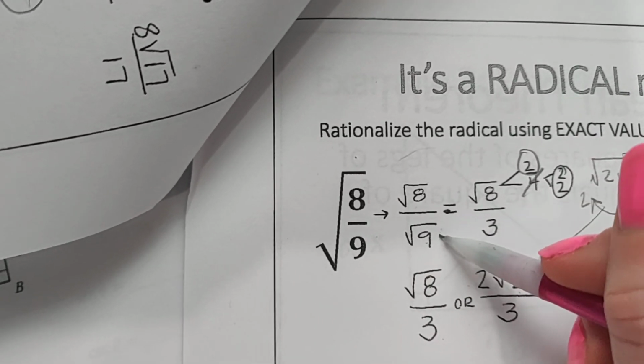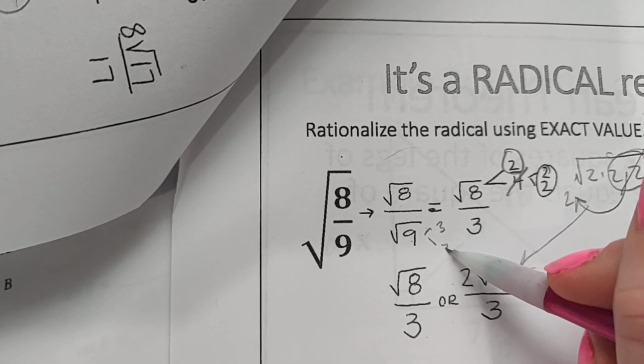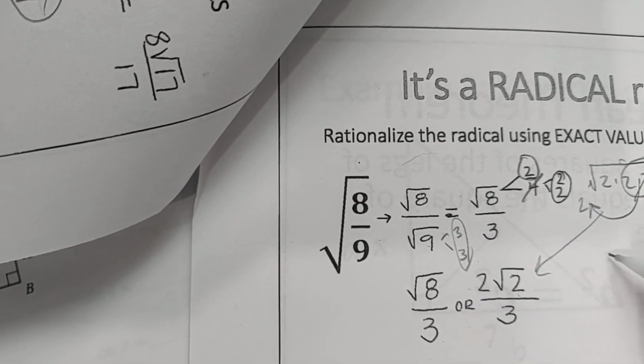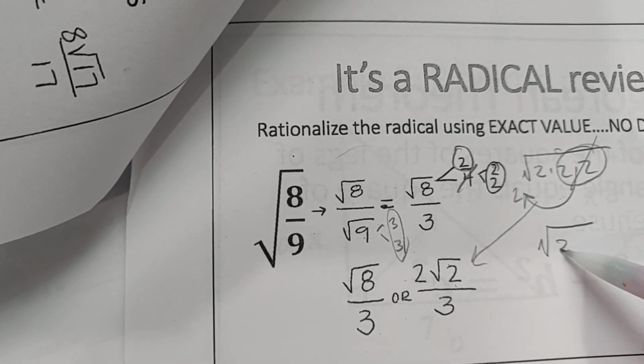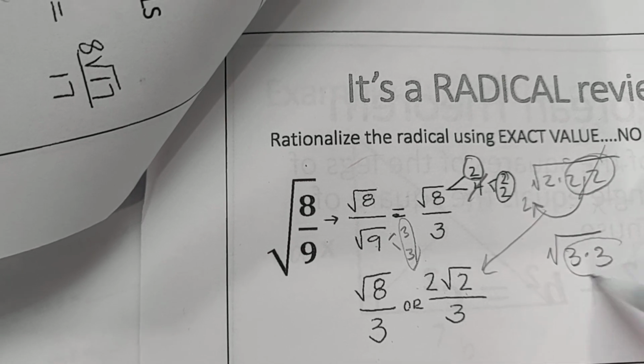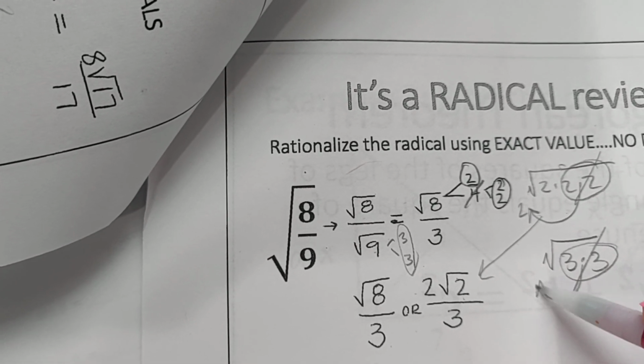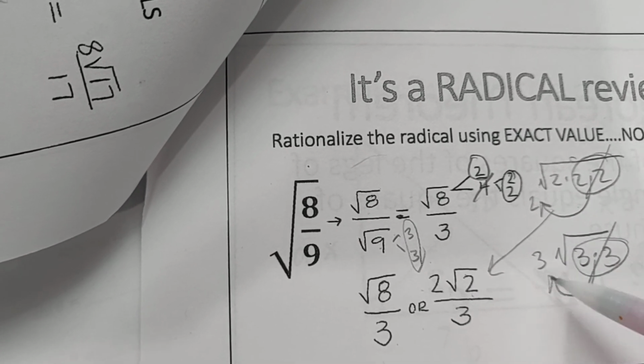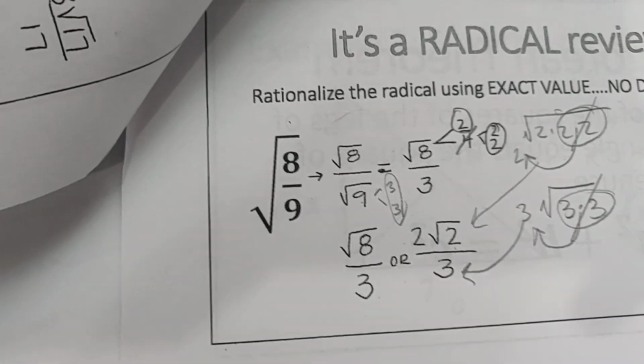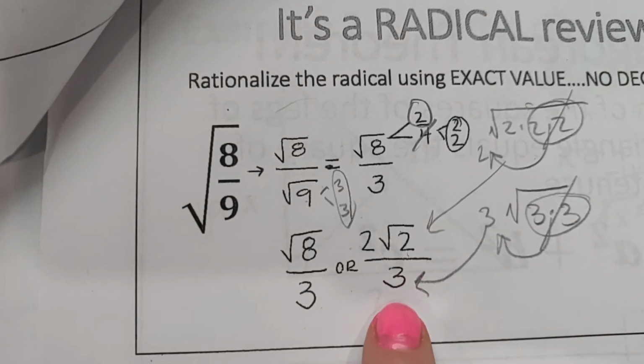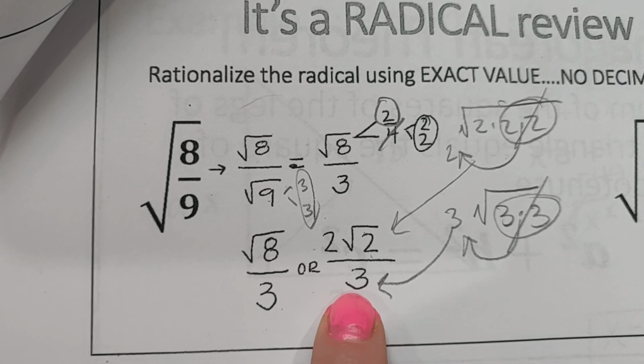And on the bottom, since I have the square root of 9, 9 is the same thing as 3 times 3. That's like having the square root of 3 times 3, taking those two numbers that are the same, canceling them out, and moving it outside the square root, which is how we got 3 on the bottom here. Typically on a test or quiz, this is what you're going to want to write for your answer.